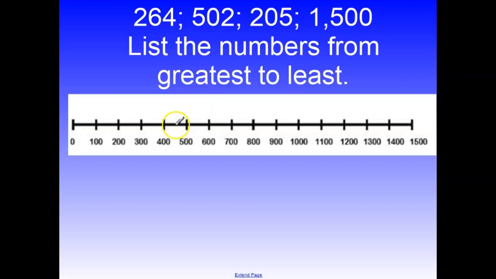We know that a number line, as we move this direction, the numbers get smaller. As we go this way, the numbers get bigger. So let's take a look. We have 264. So that would be approximately right here. 264. Let me fix that 2 a little bit there. Okay. The next number is 502, so that's going to be like right almost down that line. And we have 502.